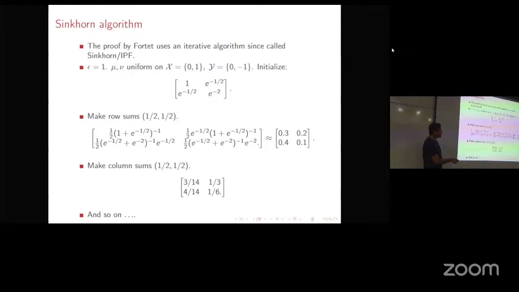But now I've messed up my column sums. This is now 0.7 and 0.3. How do I get my column sums to be half-half? I'll do the same thing. I'll now divide the columns by my column sums and multiply by half. And now my column sums will become half-half, but my row sums are not. And so alternately, I will do both of these. I'll make row sums half-half, column sums half-half. And at the end of it, we hope, and this is true, I'll get a matrix whose row sums and column sums are both half-half.